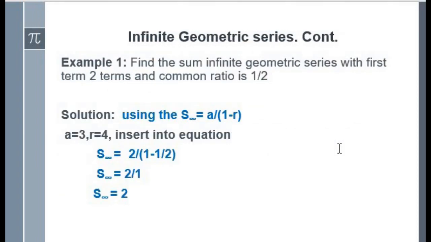Let's see some examples. Example number 1: find the sum of the infinite geometric series with first term 2 and common ratio 1 by 2. So we will put these values in this general notation of the infinite geometric series. a is 2, r, which is the common ratio, is 1 by 2. We insert these values into the expression, and we will get S approaches infinity equals 2.